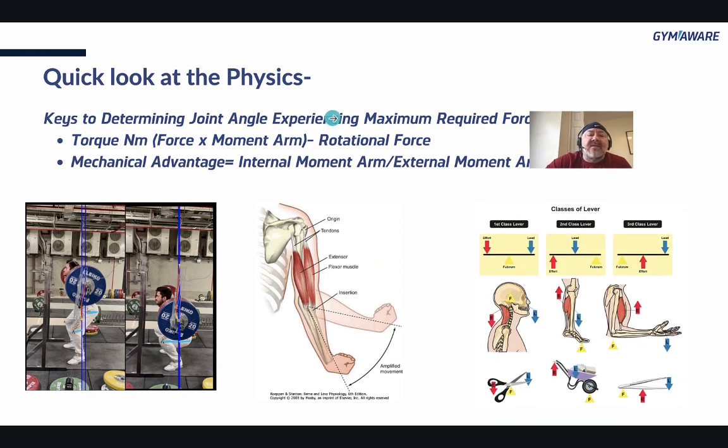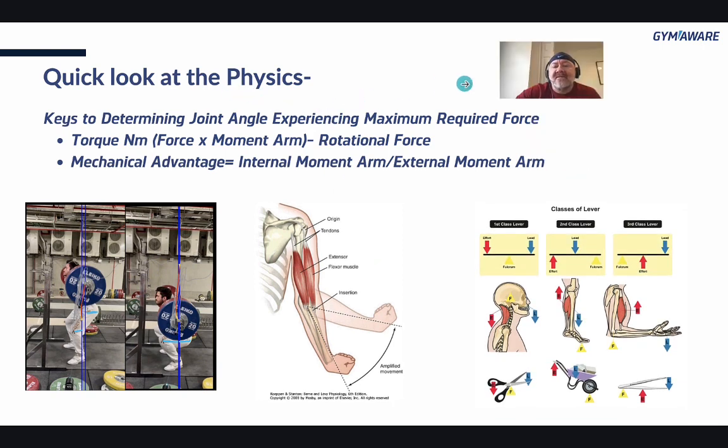So keys to determining joint angle experiencing maximum required force. Torque, that's measured in Newton meters, is force times the moment arm. And that's just a look at torque; really, torque is just a rotational force. That's what you're looking at. And in the body, today we're going to talk about internal moment arms, which is the muscle, actually. It's where the tendon attaches, where it crosses the joint and attaches.